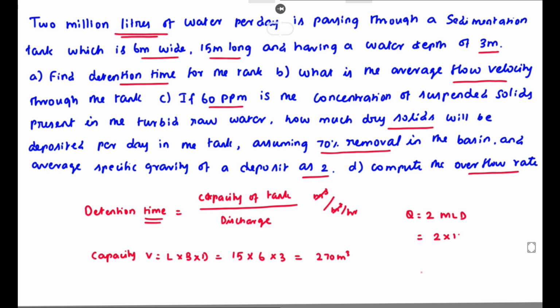So 2 million liters is 2 into 10 power 6, divided by, converting into meter cube, 10 power 3, into 24, since this is in days and we convert into hours. Now we get the value of 83.33 meter cube per hour. Substituting all the values, the capacity of the tank is 270 divided by 83.33. So the detention time will be 3.24 hours. This is the first question's answer.